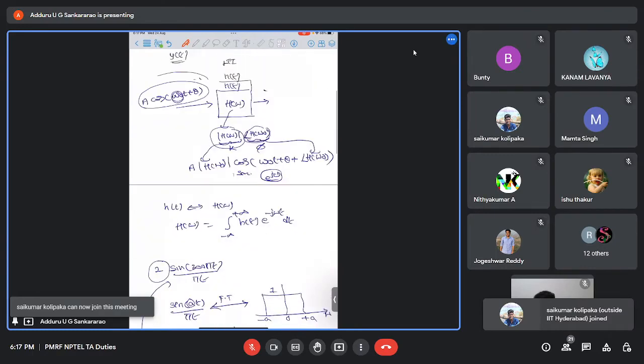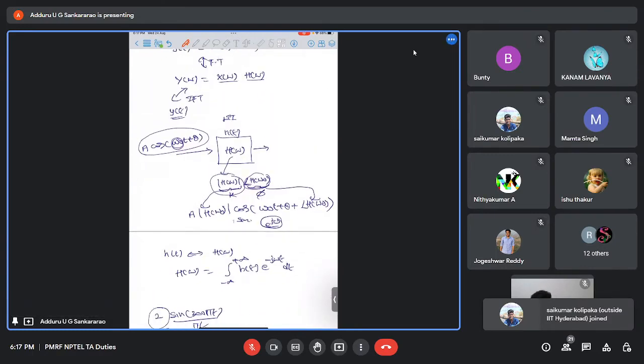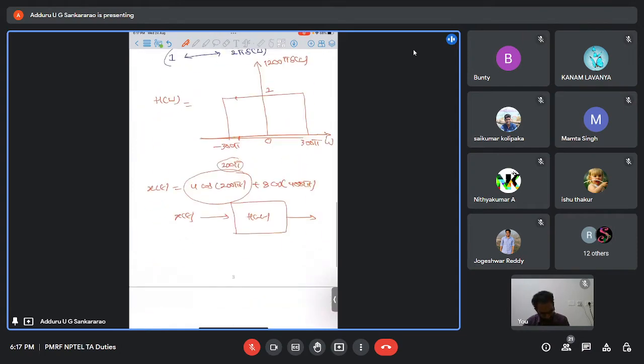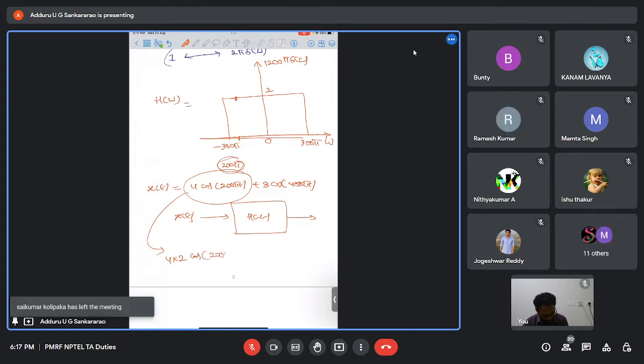I have explained: if a sinusoidal signal is passing through some LTI system, then the magnitude will be multiplied by the gain of the filter at omega naught, at that frequency, and the phase will be added, right? Now at 200 pi, what is the magnitude? The magnitude of the filter is 2. That means 4 into 2, it is multiplied by 2, and cos of 200 pi t.